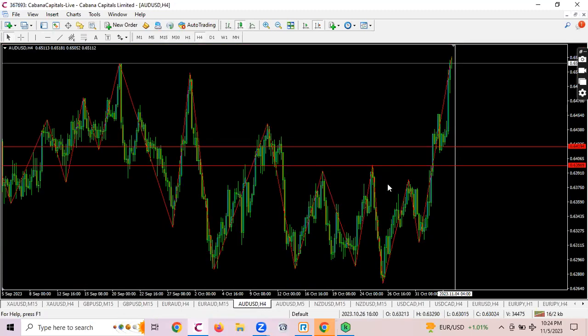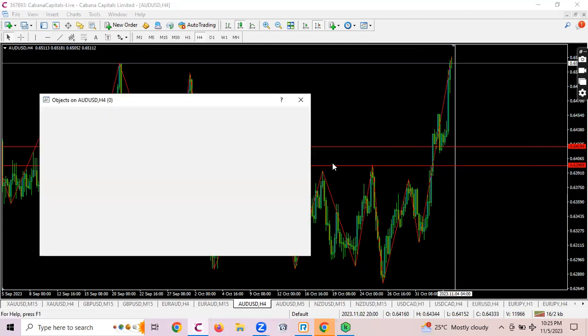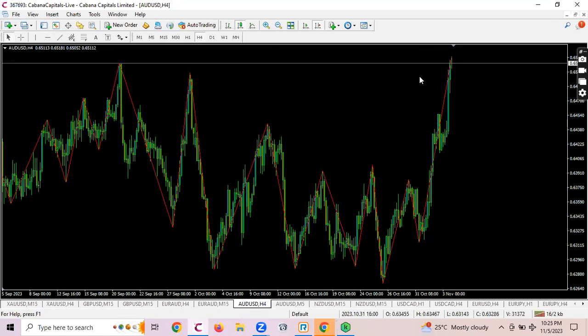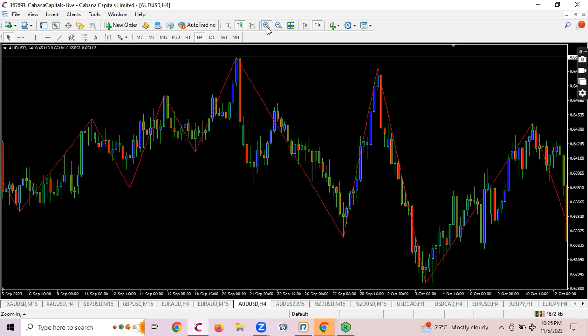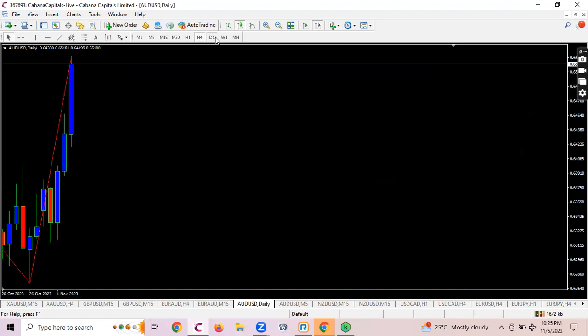Okay, let's move to the next pair. Australian dollar USD, as you know, is positively correlated with GBP USD. So if you're looking for sell opportunity on GU, you should also look for sell opportunity on Australian dollar USD. As you can see, also on 4-hour time frame, what we have is a doji, similar to what we have on GU. Let's go to daily.